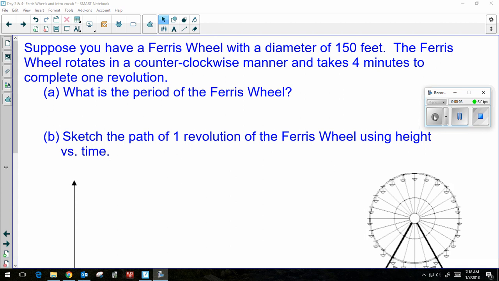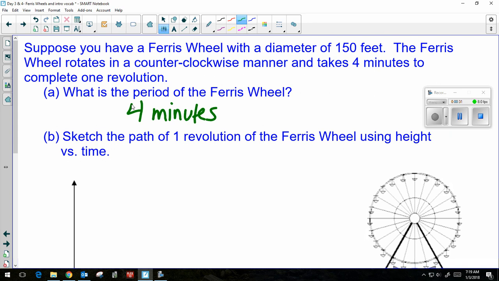Let's take a look at a Ferris wheel problem. This question says, suppose you have a Ferris wheel with a diameter of 150 feet. The Ferris wheel rotates in a counterclockwise manner and takes 4 minutes to complete one revolution. What is the period of the Ferris wheel? Remember that period is the interval it takes to complete one full cycle. So according to the question, it takes 4 minutes.